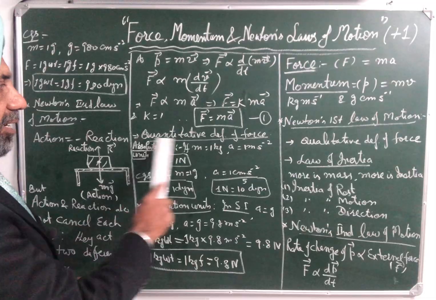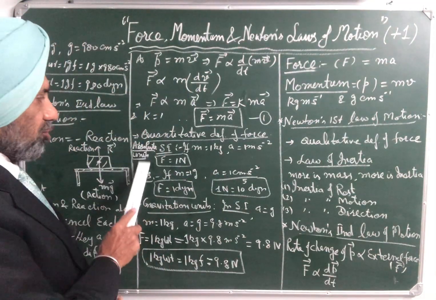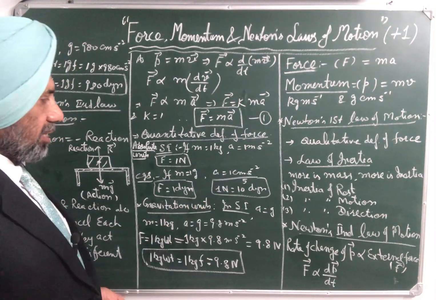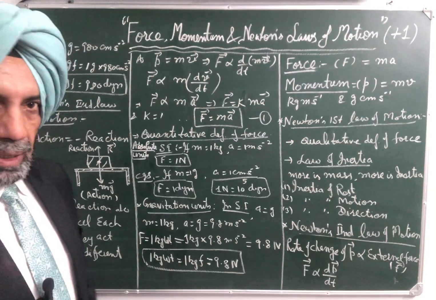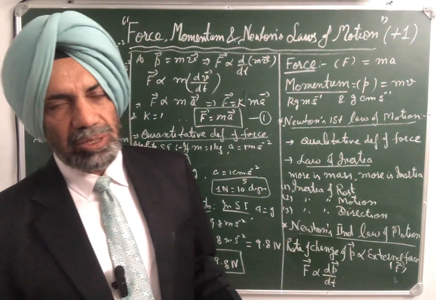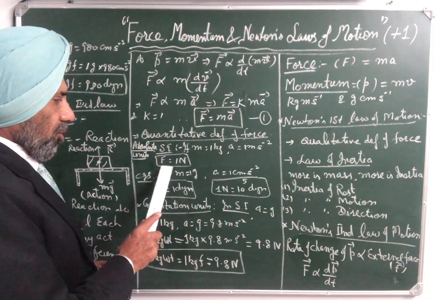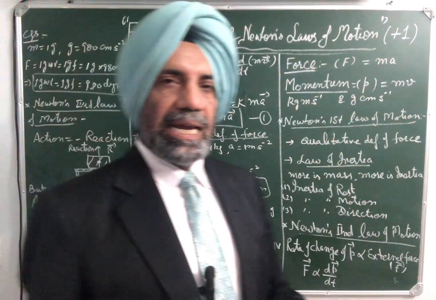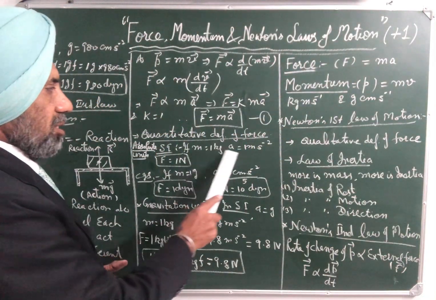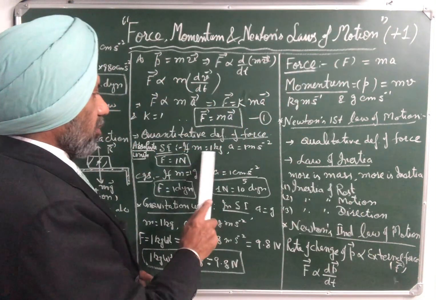So from this equation we can derive units of force. First, number 1 is absolute units. In SI system, if m is equal to 1 kg, a is equal to 1 meter per second square, then F will be equal to 1 Newton. So Newton is the unit of force in SI system. So how we can define 1 Newton? Very simple. Force acting upon a body is said to be 1 Newton if it produces an acceleration of 1 meter per second square in a body of mass 1 kg.